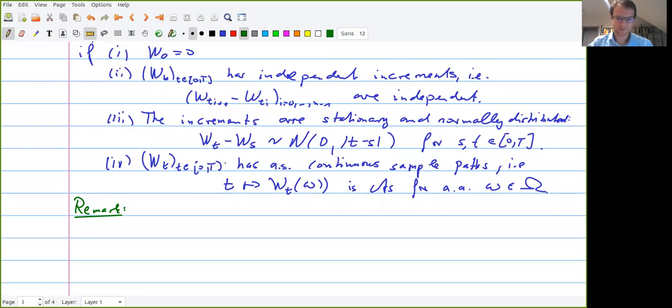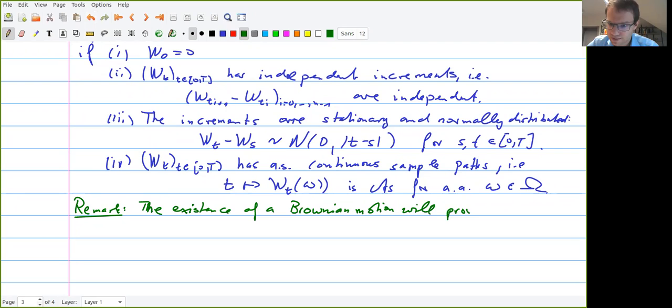So that's a non-trivial task, which, as I understood it, you will consider. That there's such a Brownian motion, so such a stochastic process exists, will be proven in the lecture.